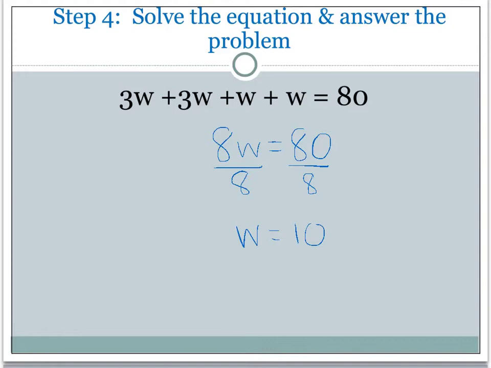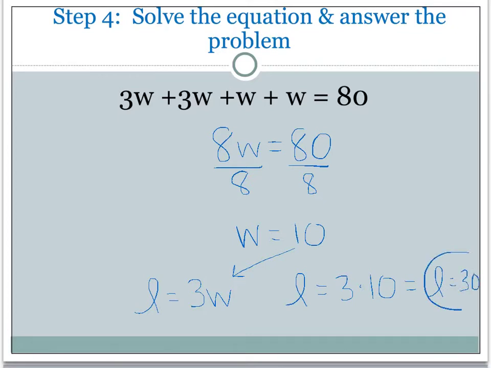We actually have to find the length. We were told to find the length of the rectangle. If we go back to our original equation that said L is equal to 3 times W, we can take our W and plug it in for that value. So we now have L is equal to 3 times, instead of W, we have 10, and now we know that our length is equal to 30. So we now have a length and a width. Let's go ahead and see if this actually works in our equation.